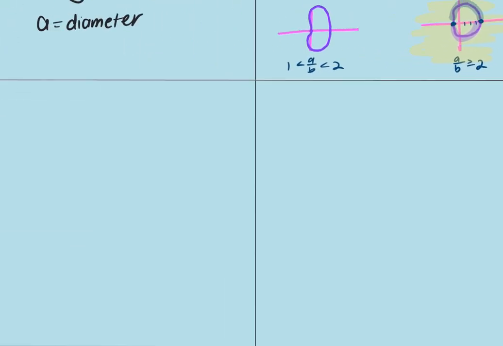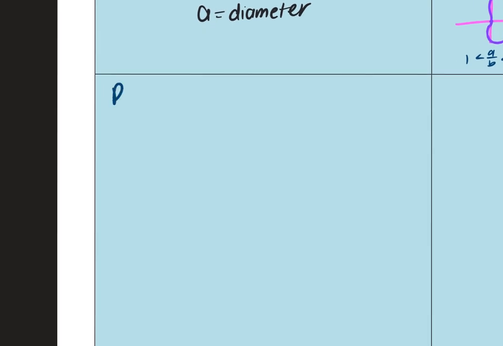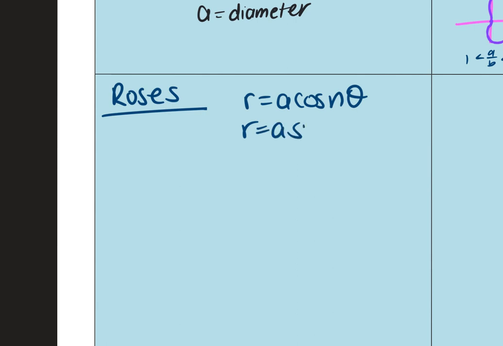Okay, next kind, roses. Your roses are r equals A cosine n theta, or r equals A sine n theta. I know it's a rose because it will have something being multiplied by theta. That's what makes it a rose. So when I look at an equation that says r equals 7 sine 2 theta, I know it's a rose. Same rules for symmetry apply. If it's cosine, it's symmetric to the polar axis. If it's sine, it's symmetric to the y-axis.